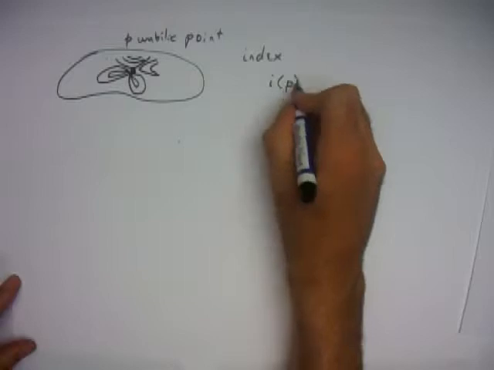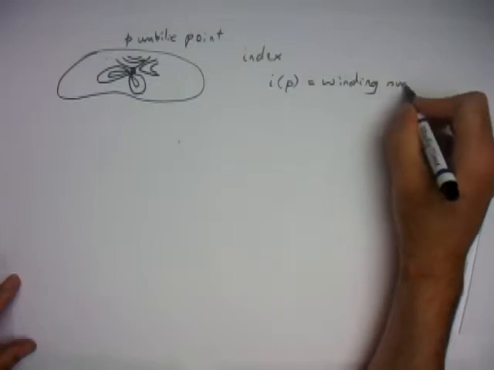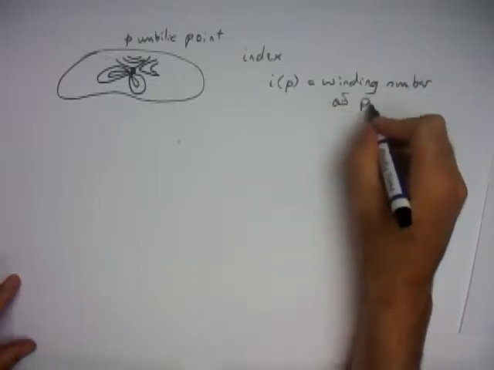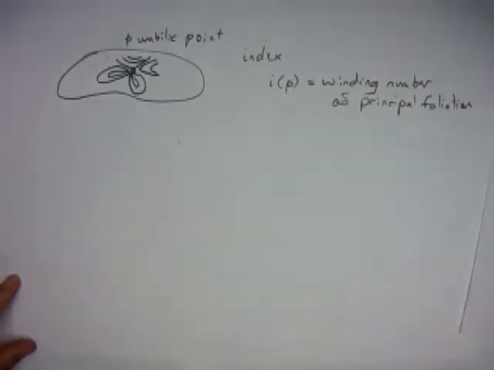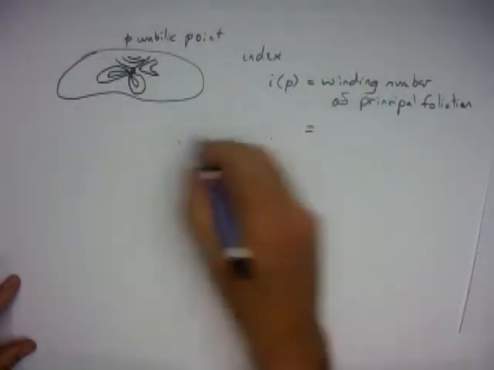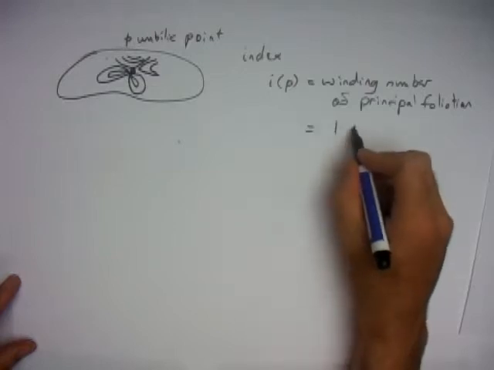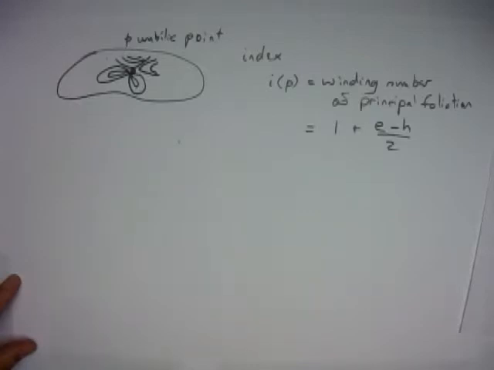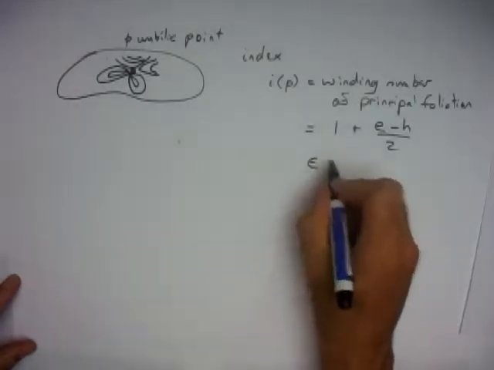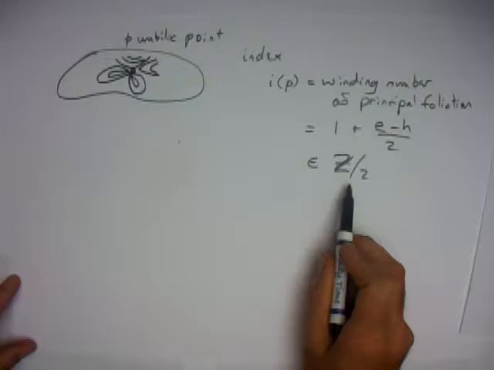The index of P, of an isolated umbilic point, is the winding number of the principal foliation about that point. Now, there is a simple formula, for example, if these are elliptic sectors and these are hyperbolic sectors, well then this index can be given by the following well-known classical formula. Notice here that this is an element of Z over 2. It's a half integer because your foliation may not, in fact, be orientable, as we will see.